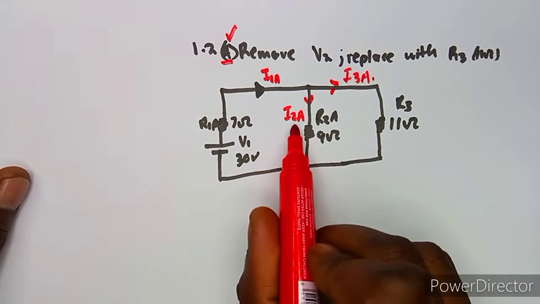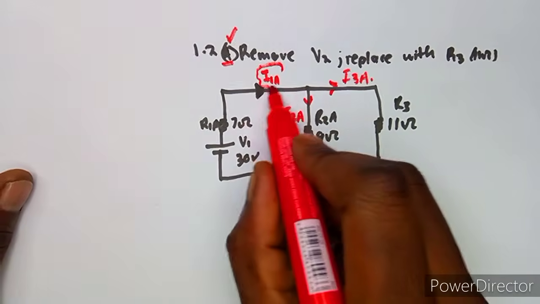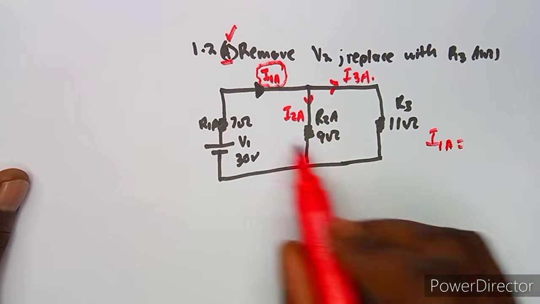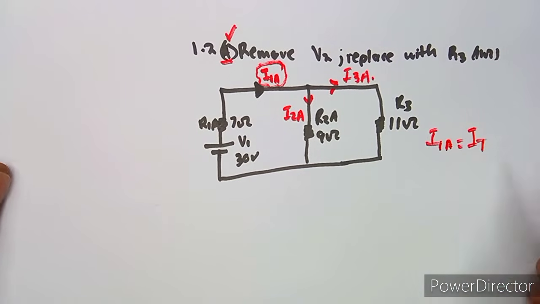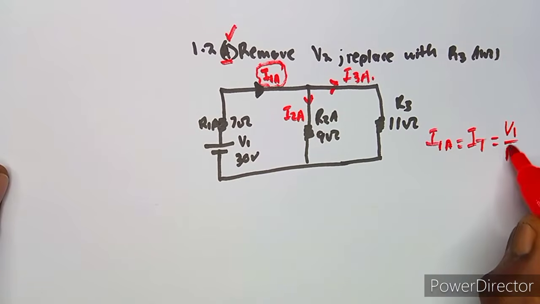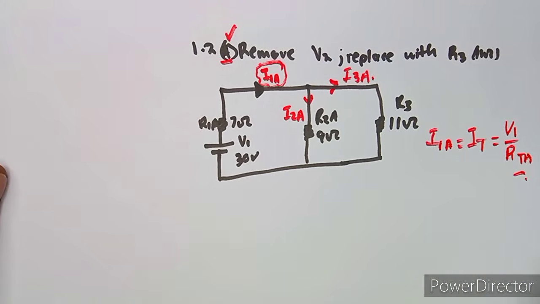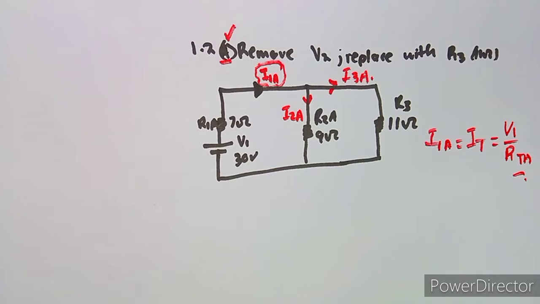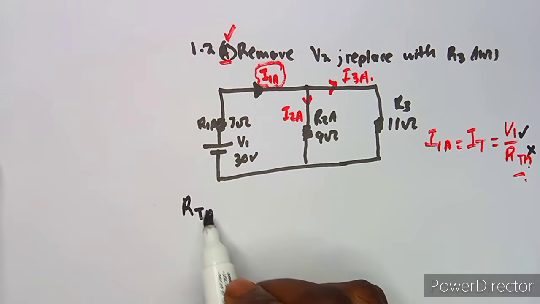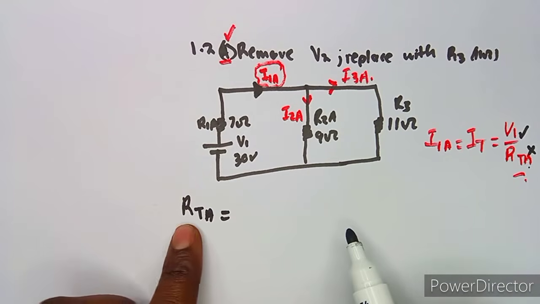In order for us to have this current, we can calculate the total current, which is the total voltage over the total resistance of the circuit in this case. So where are we going to get this total resistance? Because as you can see, V1 is there, but this one is not there. So we have to calculate RTA, which is the total resistance of the circuit.